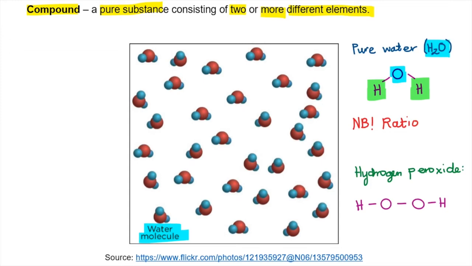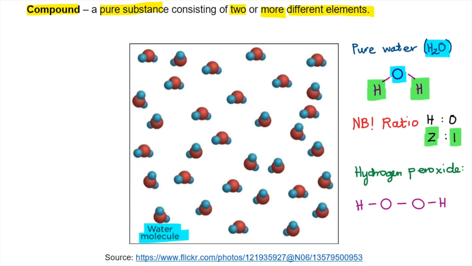If we are looking at water, which contains hydrogen and oxygen atoms, we see that the ratio in which they bond is 2 to 1. In other words, for every one oxygen atom, we have 2 hydrogen atoms. That is how they bond in order to form the water molecule. But if we change this ratio, we are no longer dealing with the water molecule.